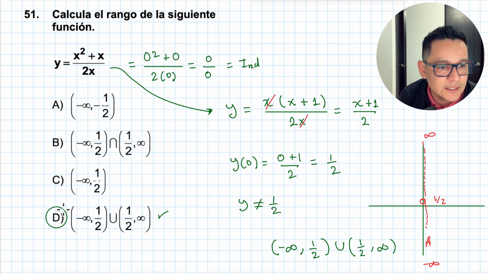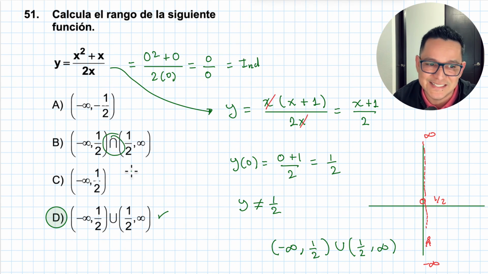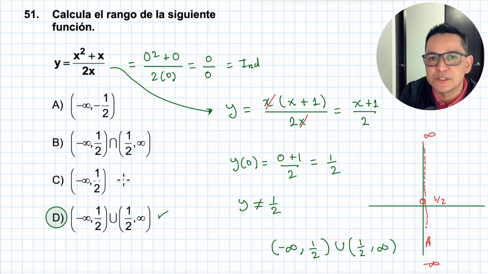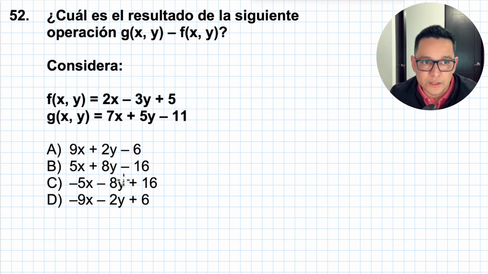So the correct answer would be the one in option D. Look at the others. For example, here we have from minus infinity to minus 1/2. Here there was also, well, this upside-down symbol should have been the union. It should have been this one. This one here also has an interval without a union. But no, those don't make sense. The only one that could be the answer is option D. All right, we're done. Let's move on to exercise number 52.